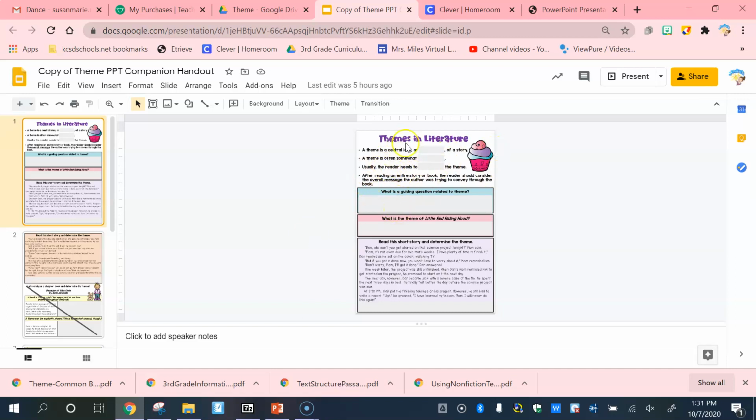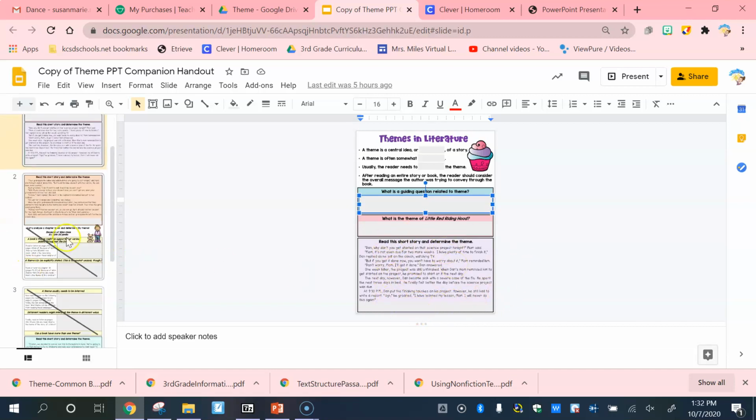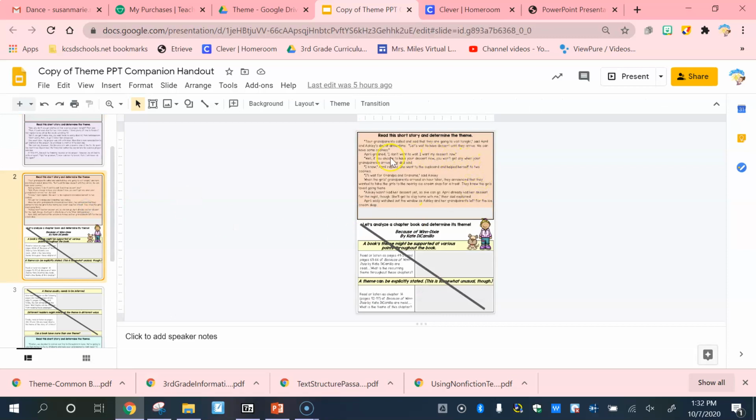So we talked about what theme was and you know what you need to know. The guiding question related to theme. What do I keep asking you after we read each passage? That's what goes there. And what is the theme of Little Red Riding Hood? We talked about that. I want you to go ahead and fill in the theme for this one that we already did. And we already did this one. If it has a line through it, don't do it.